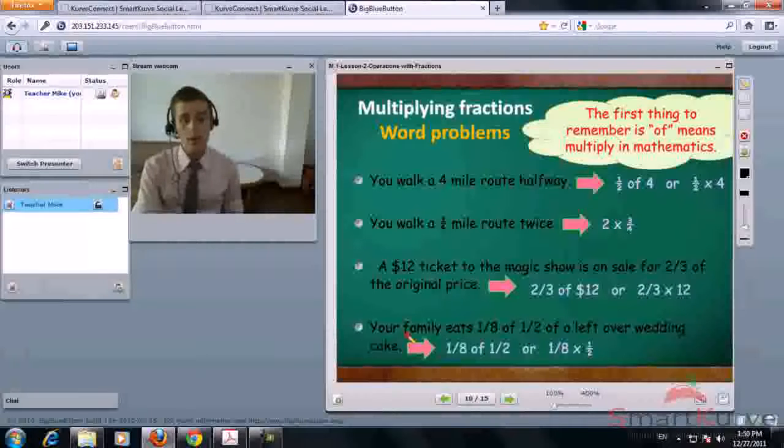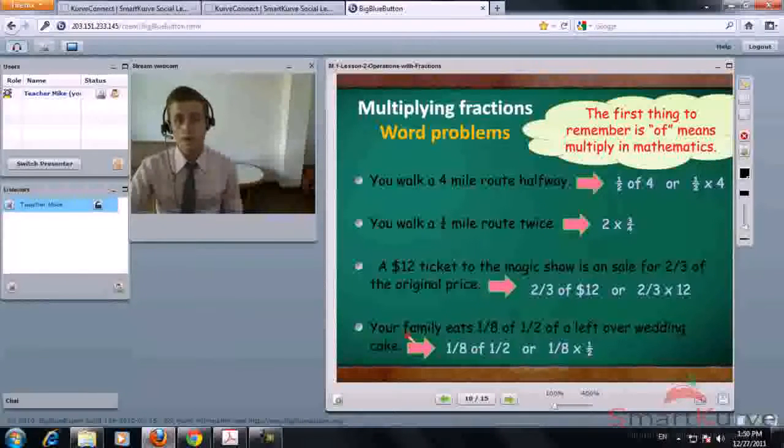Right here we have all that work once again. You walk a 4-mile route halfway, 1/2 of 4, or 1/2 times 4. 3/4 mile route twice, 2 times 3/4, or 3/4. $12 ticket to the magic show is on sale for 2/3 of the original price. 2/3 of 12, 2/3 times 12. Your family eats 1/8 of 1/2 of a leftover wedding cake. 1/8 of 1/2, or 1/8 times 1/2.